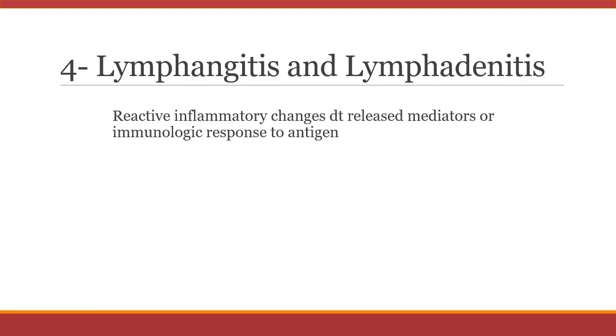The next systemic effect is lymphangitis and lymphadenitis, and we explained both of those terms before. Again, lymphangitis is inflammation of lymph vessels, and lymphadenitis is inflammation of the lymph nodes. So those inflammatory changes are going to happen in the lymph vessels and lymph nodes because of the mediators released.